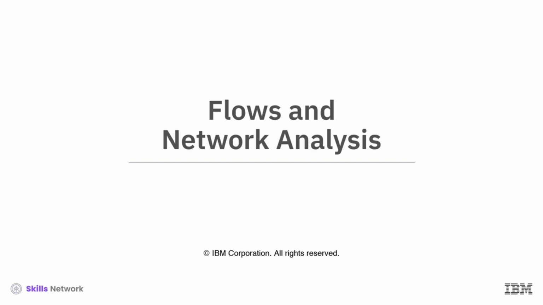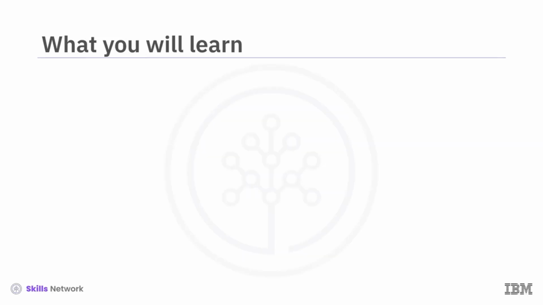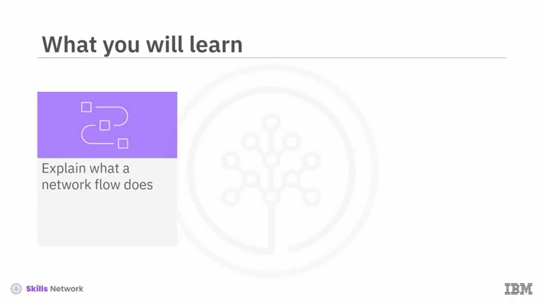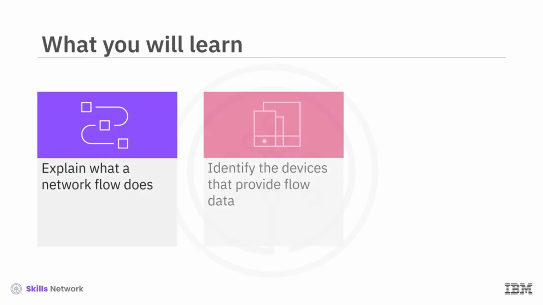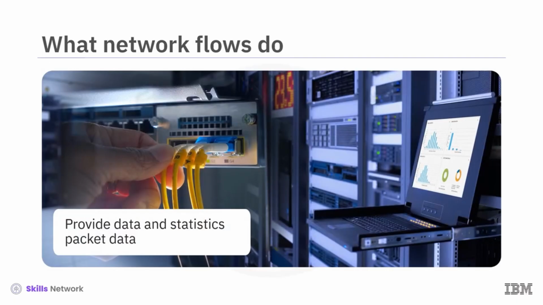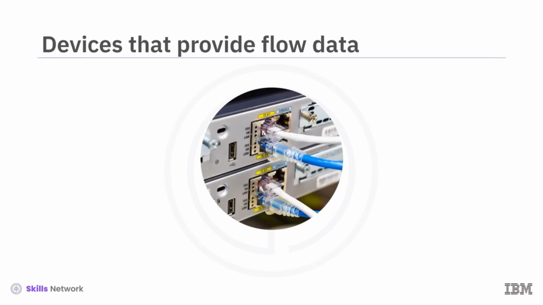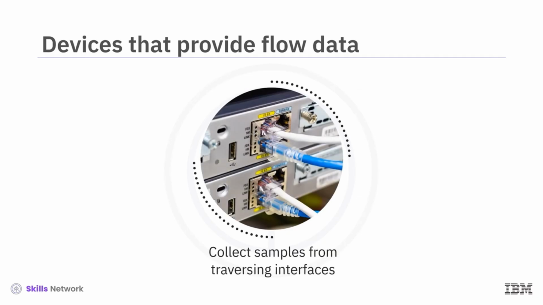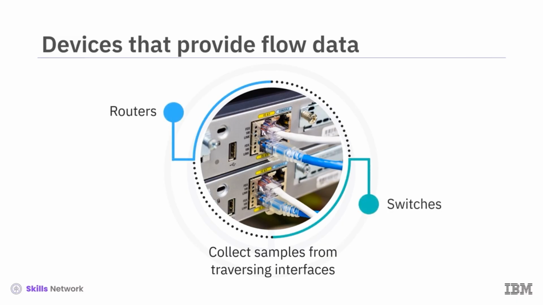Welcome to Flows and Network Analysis. After watching this video, you will be able to explain what a network flow does, identify the devices that provide flow data, and list the data available when viewing network flows. Network flows provide data and statistics on packets flowing through traversing interfaces. So, what devices provide network flow data? NetFlows collect samples of the flows traversing interfaces using devices such as routers and switches.